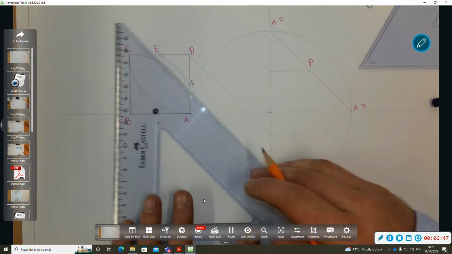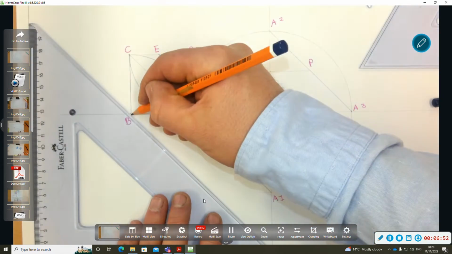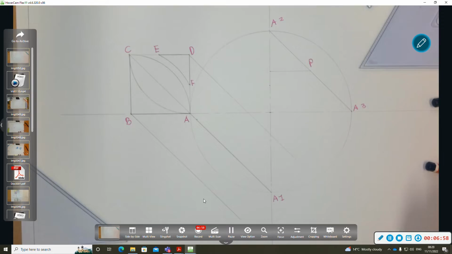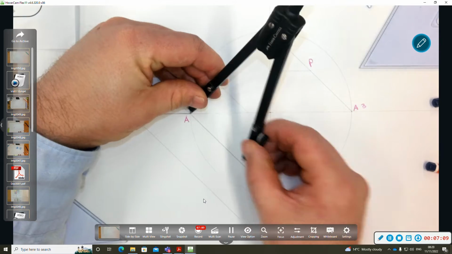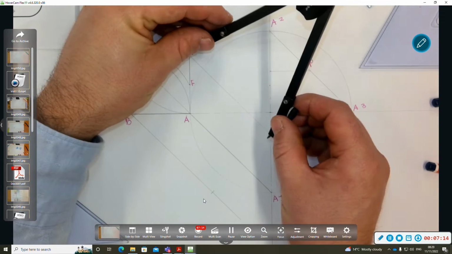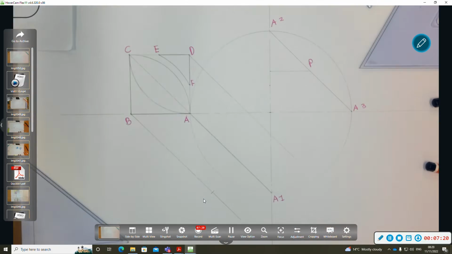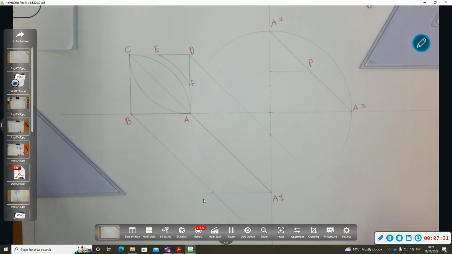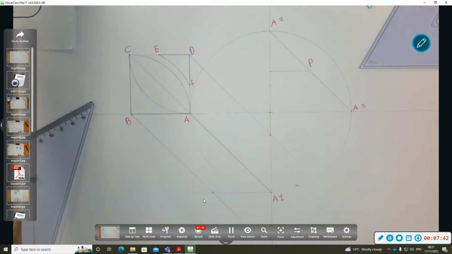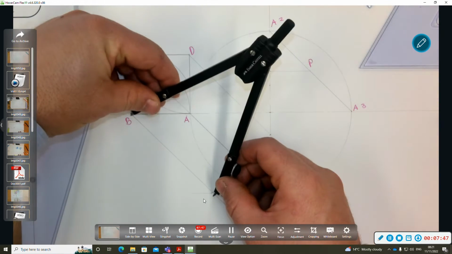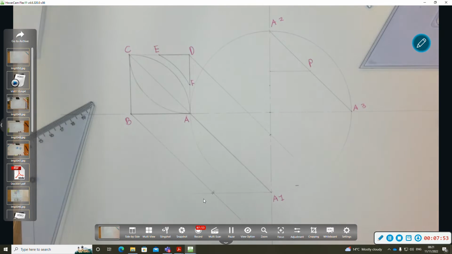I'm going to draw lines parallel from D, C, B, E and F. I'm going to set my compass to A to A1 and move them from each point. And look, the square should be exactly the same size. It should still be 50 by 50. So you can see there the compass mark was slightly out. That's why I feel it's important to redraw the square, the logo, to its original properties. I think that's the smartest way of doing it.